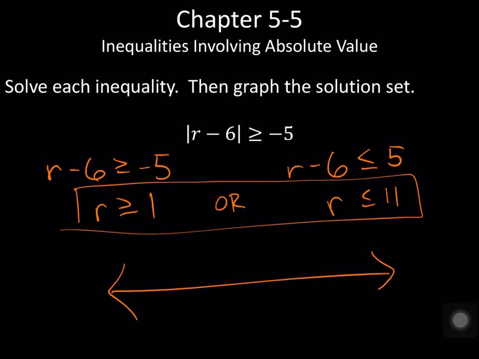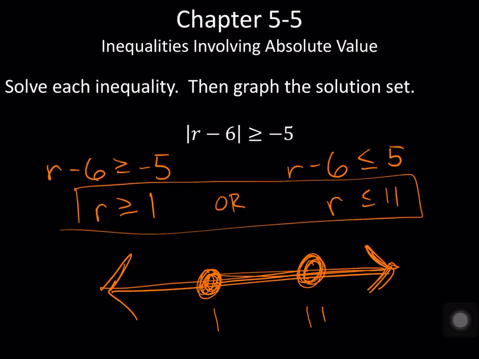And we're going to graph our solution. So here's 1, and we're greater than or equal to, so solid dot and shades this way. 11, solid dot and shades this way. And I hope what you see here, and this is different from the other one, the entire number line is shaded. And so this one is all real numbers. That's the special case for this one.